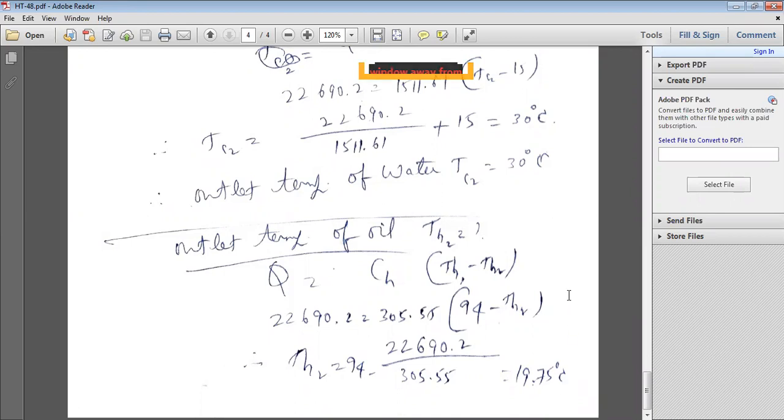Okay, now like that, the problems are very easy in heat exchangers. Only thing is you have to know the concept in a clear-cut manner. Okay? So that's all for today.